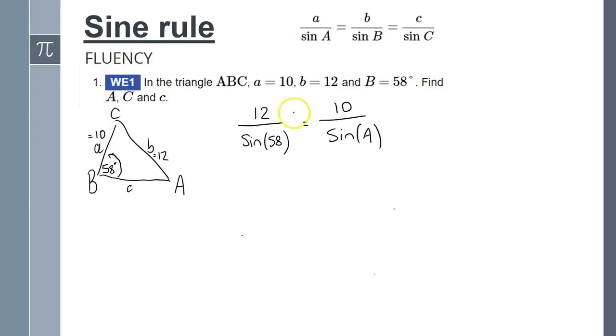Again, we're going to cross multiply. So the numerator on one fraction multiplies by the denominator on the other fraction. Therefore, 12 times sine of A equals 10 times sine of 58. I'm being a little inconsistent with my brackets there. You don't need them in there.